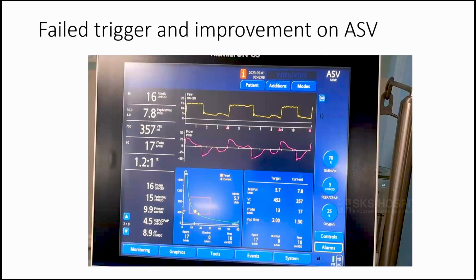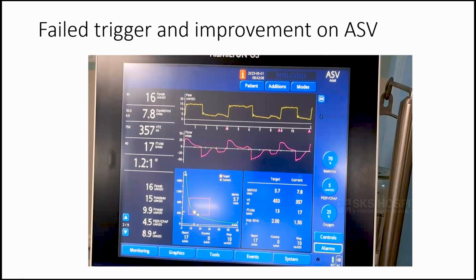The next is what we call failed triggering. We can see the flow starvation in the flow graph, very similar to the double trigger, where the patient is not receiving the flow matching his needs. So this patient is actually on adaptive support ventilation, which is a kind of automatic ventilation that will adjust your pressure support accordingly.